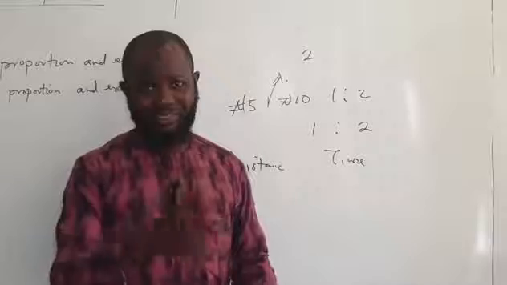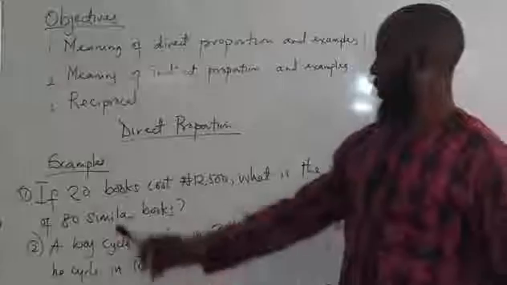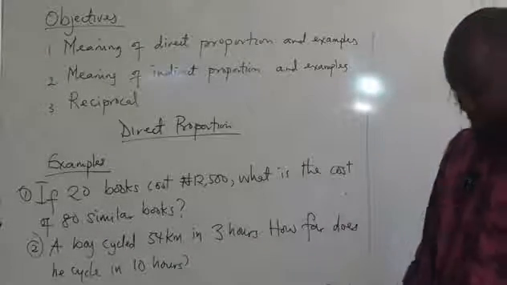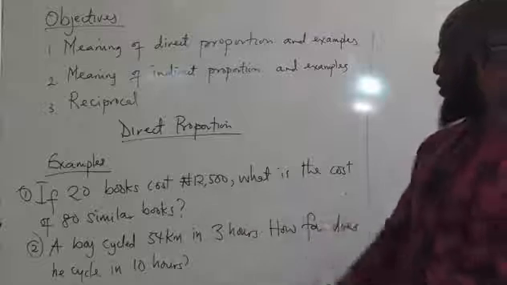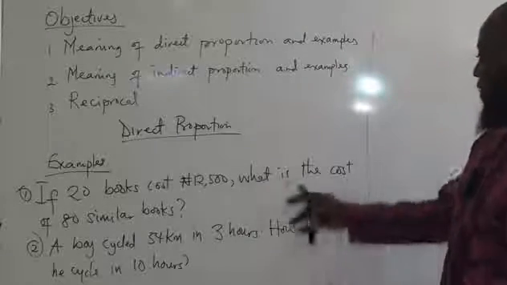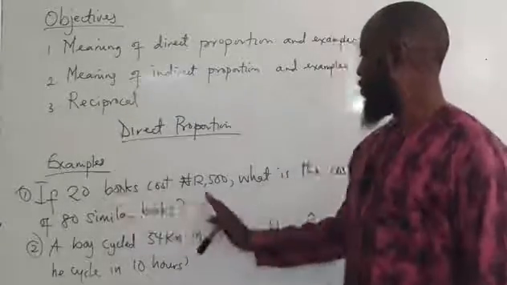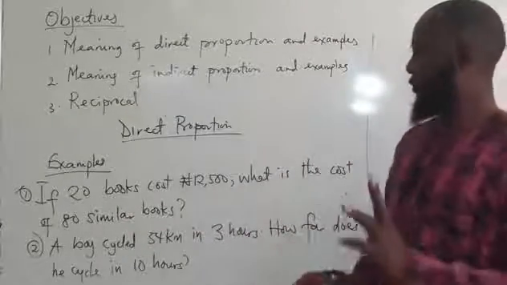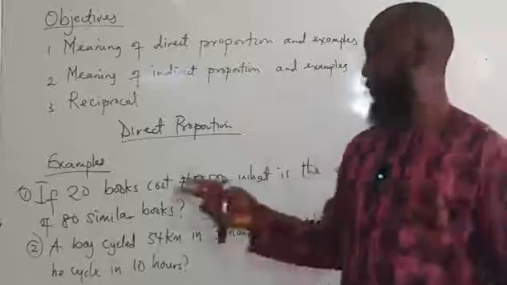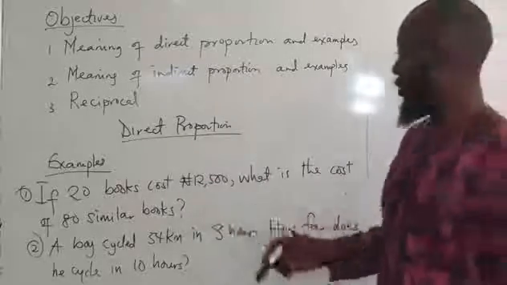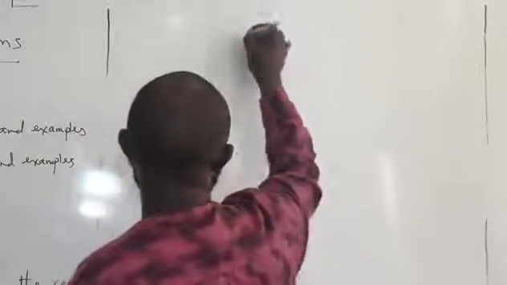So let's look at examples on direct proportion. We have the first one. If 20 books cost 12,500 naira, what is the cost of 80 similar books? Now 20 books cost this. What is the cost of 80 similar books? There are two methods of solving this, right? So we're going to have two methods to solve this.